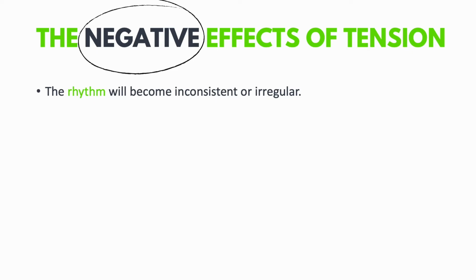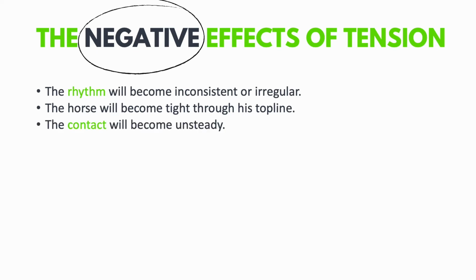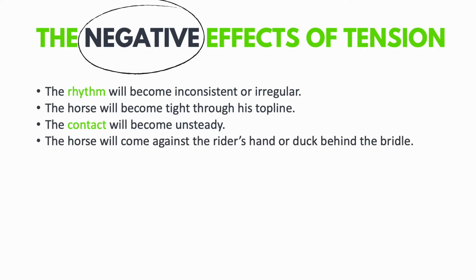Next up, the horse will become tight through his top line, and because of this, the horse will be unable to swing through his back and work through his back into a steady contact. So the contact will become unsteady. This may also lead to the horse coming against the rider's hand or ducking behind the contact. Now again, back to rhythm. If the horse is tense, the tempo may become too quick or inconsistent.